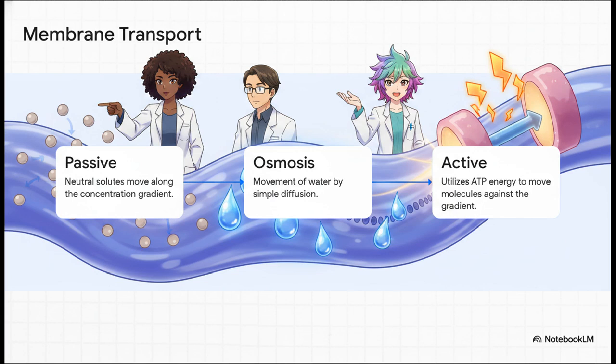So, how does this microscopic bouncer actually control the border? Basically through three main pathways. Some neutral molecules effortlessly coast in along their concentration gradient, moving from high to low without the cell spending a drop of energy. That's passive transport. Water has its own special diffusion process called osmosis, just slipping right through that fluid sea. But when the cell needs to force molecules against the grain, from low to high concentration, it becomes a microscopic pump. It actively burns its own ATP energy to force those vital molecules across the border.